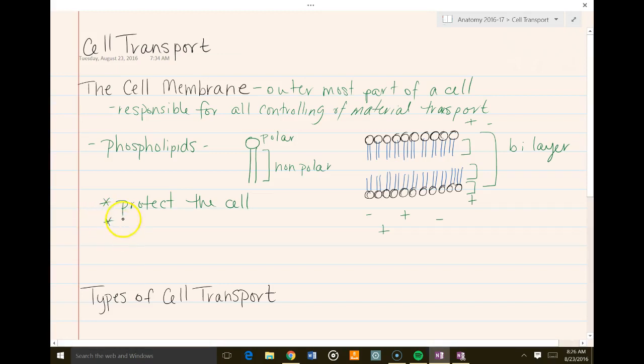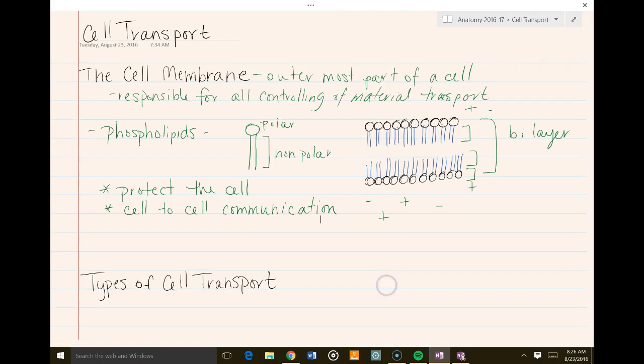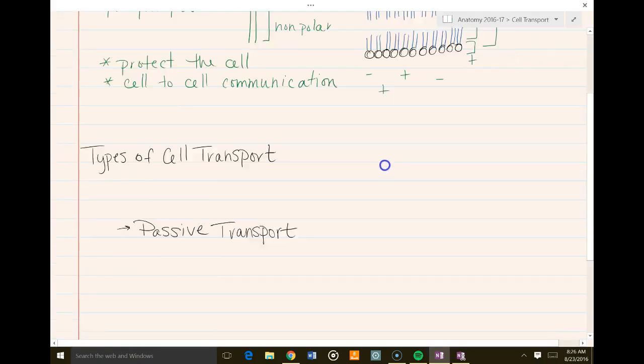It's also really important for cell-to-cell communication. And we'll address that later, when we talk about how cells communicate with each other. But let's get to the types of transport, really what's important for this particular lecture.